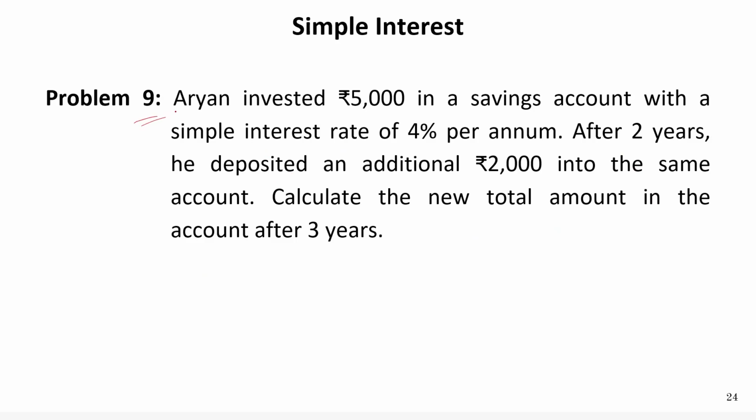So let's see problem number 9. So Aryan invested what? 5,000 in a savings account with a simple interest of 4% per annum.